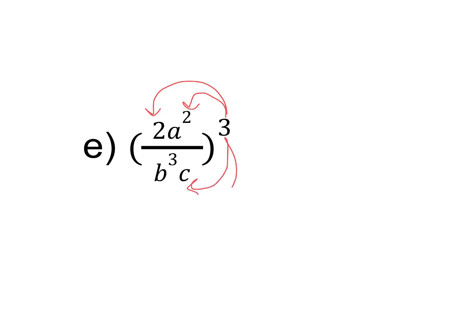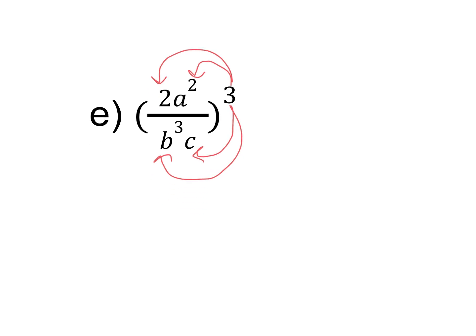So I see 4 different things that this 3 has to get distributed to as far as exponents go. Okay, so let's tackle this one at a time. First, we have our coefficient of 2. That is getting raised to the power of 3. Because remember, this 2 is technically just 2 to the 1, but 1 times 3 is just 3.